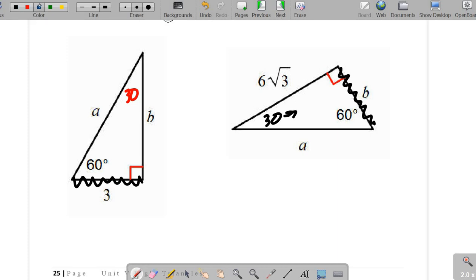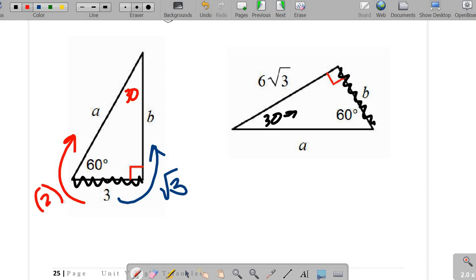30, 60, 90. Short leg, root 3, short leg times 2. Root 3 going towards the other leg, times 2 the hypo. 30, 60, 90. Short leg, root 3, short leg times 2.